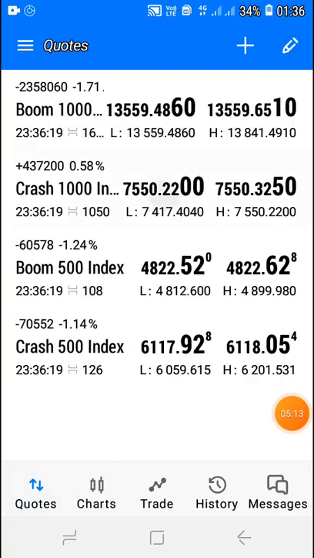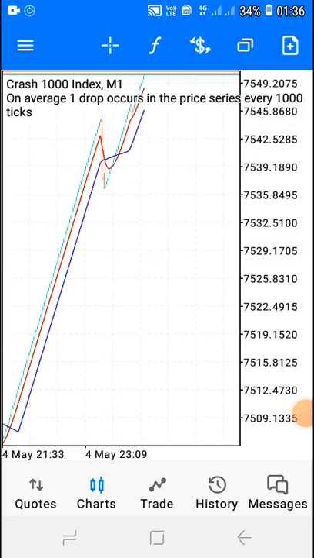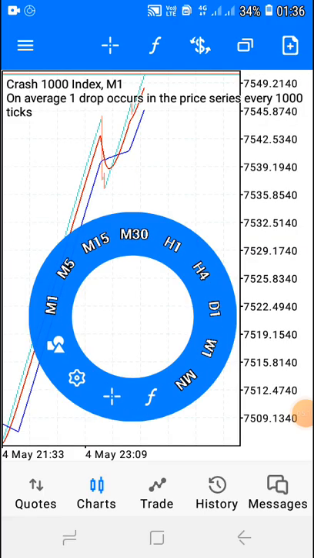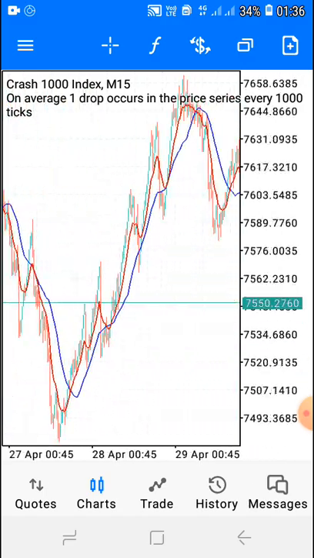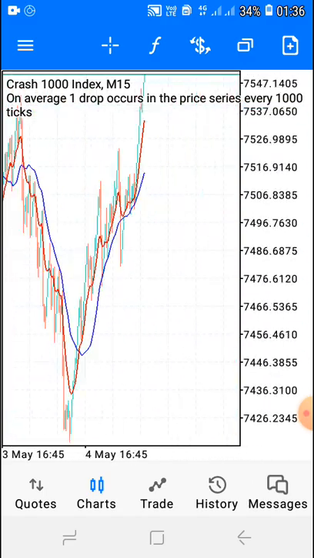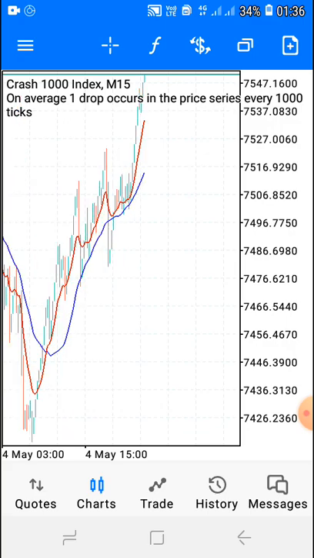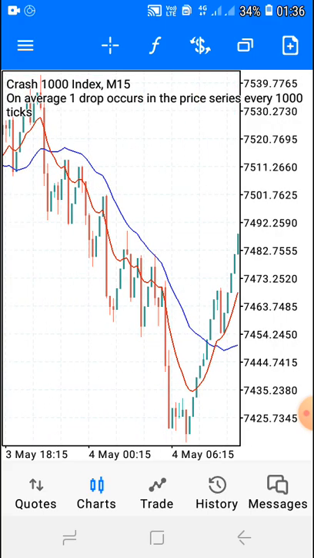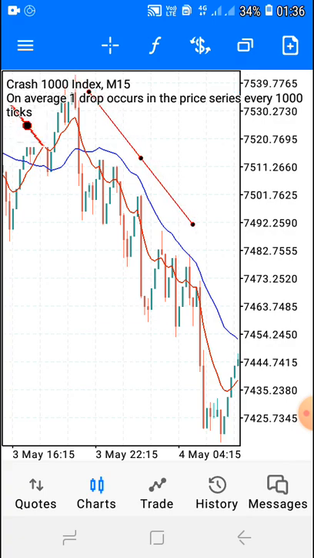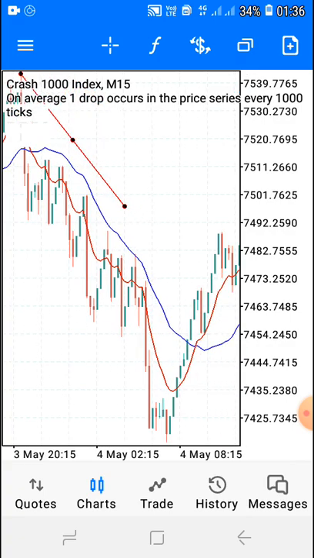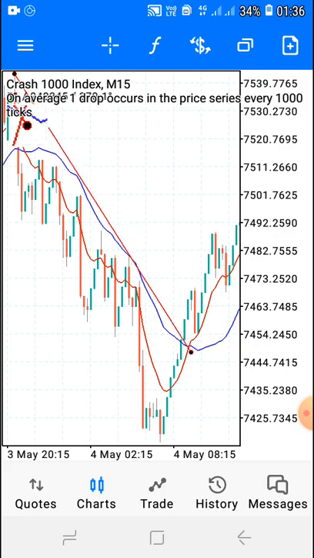And when we go to Crash 1000, the first thing you're going to do is check the trend of the market on the 15-minute time frame. Okay, so we can see that the market is playing around, so it's basically consolidating. But when we zoom in on the chart, what we can see is if we draw a trend line from this point over here, if you know how to draw a trend line, it will be easier for you. Check this out.